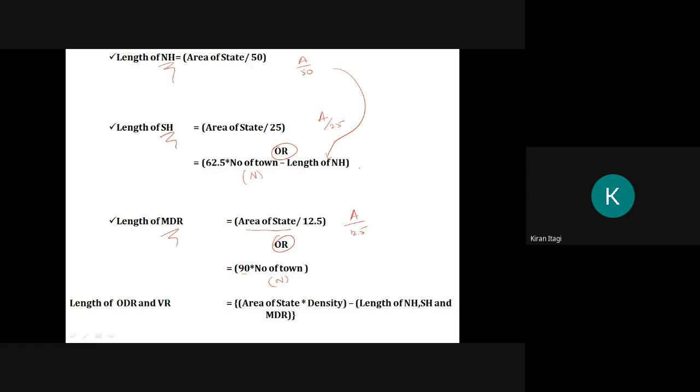Okay, so here we have two cases, so we will take the maximum one. Here also we have two cases, so we will take the maximum one. Then how to determine the length of other district roads and village roads? That is area multiplied by density. Density will be 82 upon 100 minus length of national highway minus length of state highway minus length of major district road.